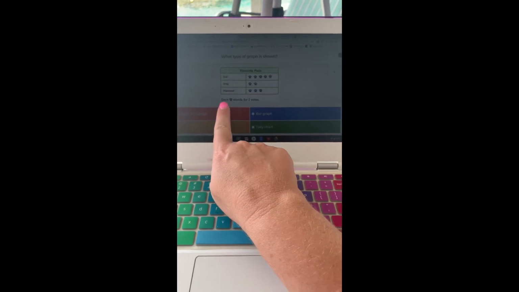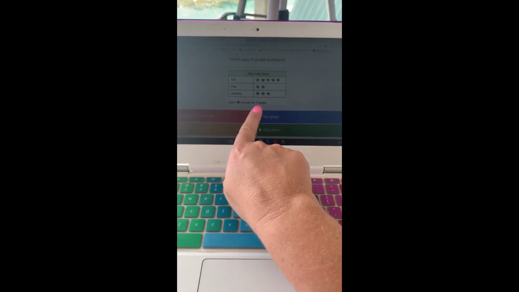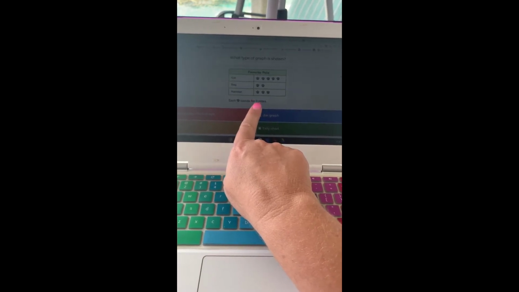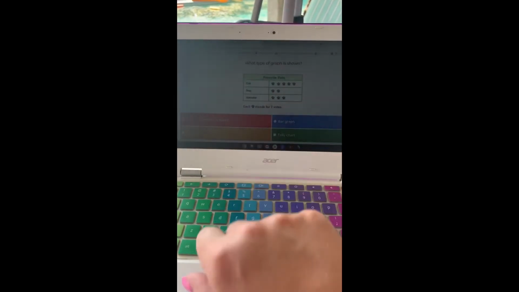I tell you guys all the time, make sure you look at your key. Each paw print equals 2 votes. So you can't just count the paw prints. You need to know that each paw print is 2 votes. Okay? Again, it's not asking us about that, just telling you because a lot of you are still having a hard time with that. What type of graph is that?